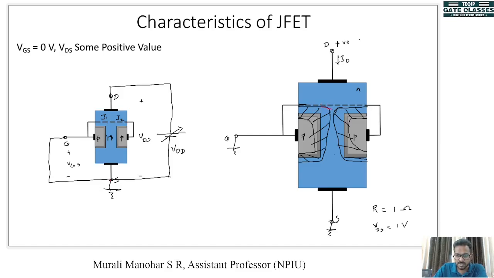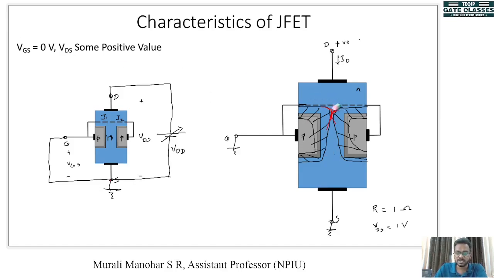If this depletion layer and this depletion layer touch, now there is no path for electrons to flow, because this depletion layer will block the flow of electrons. If there is no path for electrons to flow, what happens to the voltage drop in this N channel? There is no voltage drop. If the current falls to 0, there is no voltage drop.